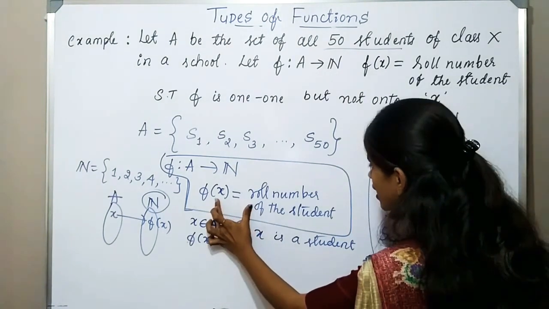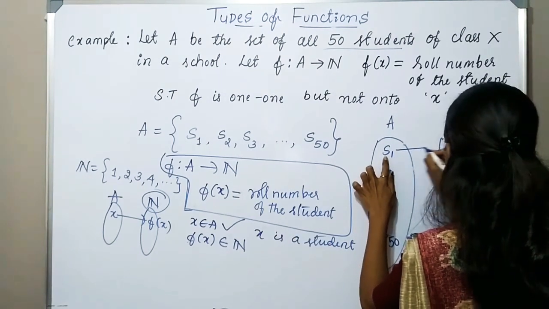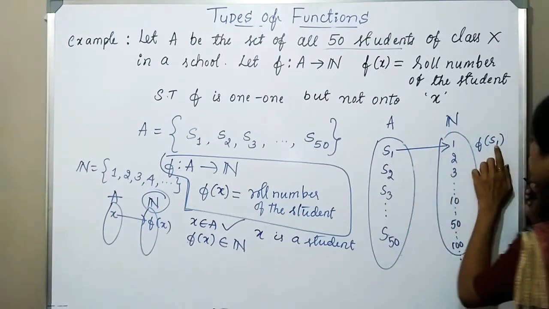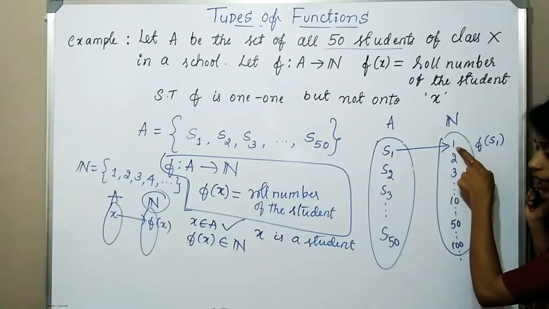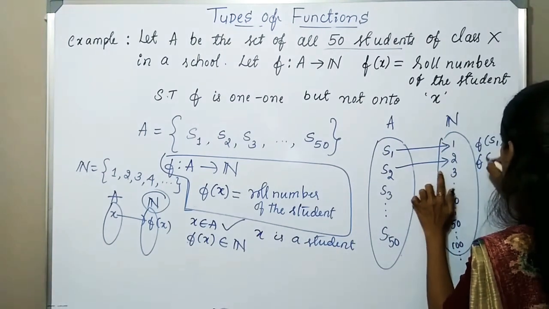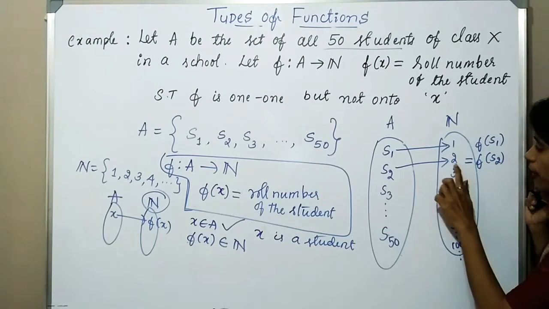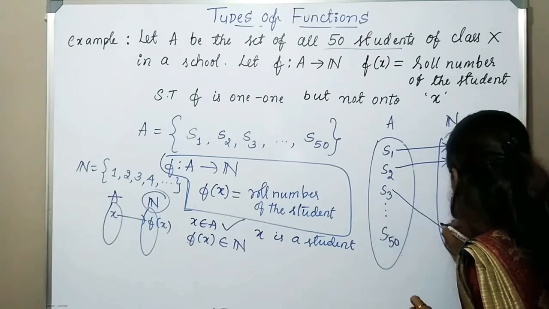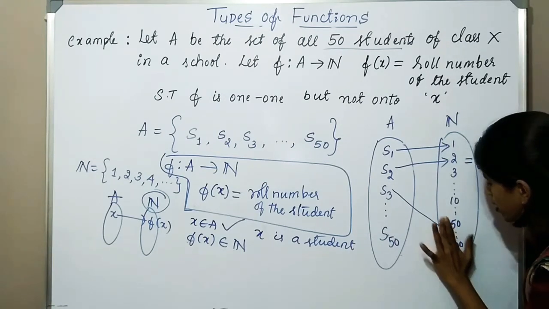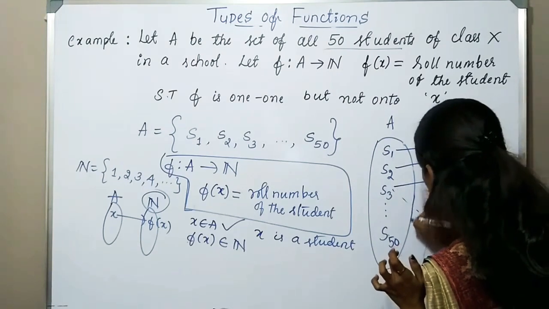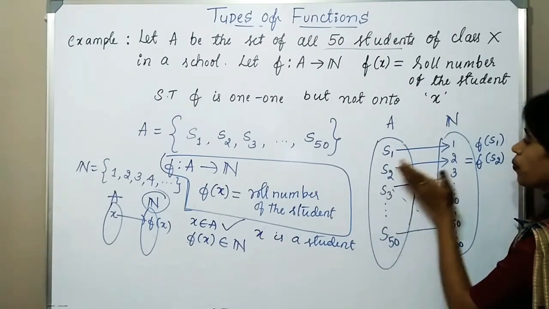Here the definition says f of x is equal to the roll number of the student. It means S1 maps to 1, that is f of S1: student 1 has the roll number 1. S2 maps to 2, which means f of S2 is 2: student 2 has the roll number 2. To understand clearly, I am taking S3 maps to 3. What about S50, which maps to 50? Is it clear? So all the students have roll numbers.